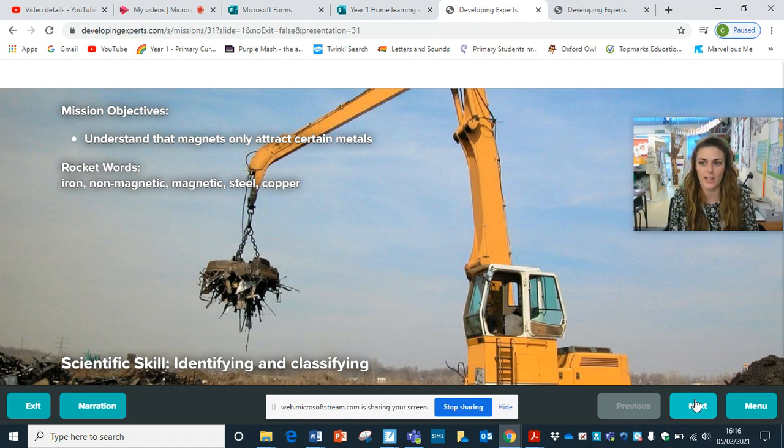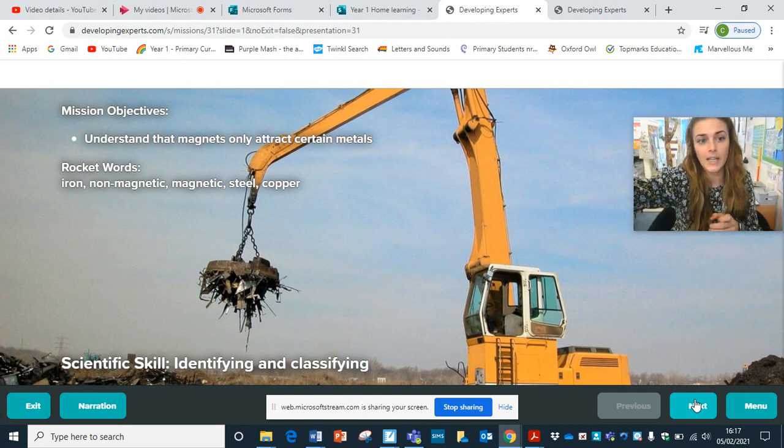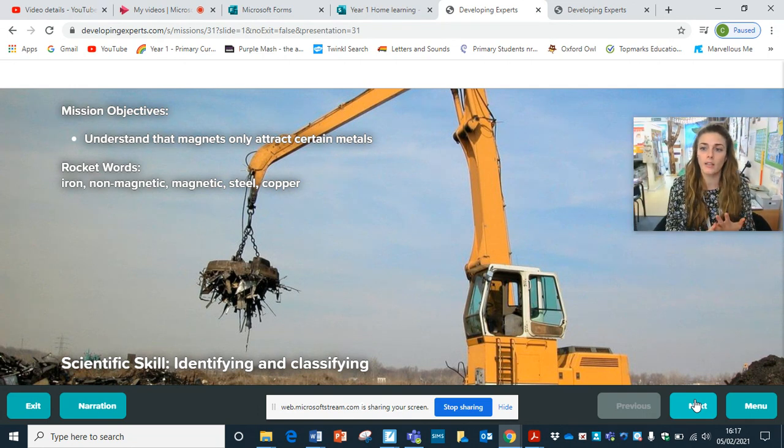So your mission objective, that's your learning intention, or we are learning to understand that magnets only attract certain metals. Okay, so we've got some words there. They're your keywords I want you to be using and have an understanding of through the lesson, and that you'll be able to tell me what those mean. So you've got iron, non-magnetic, magnetic, steel and copper. And there's a scientific skill there, identifying and classifying. We'll do that with a little experiment as well.